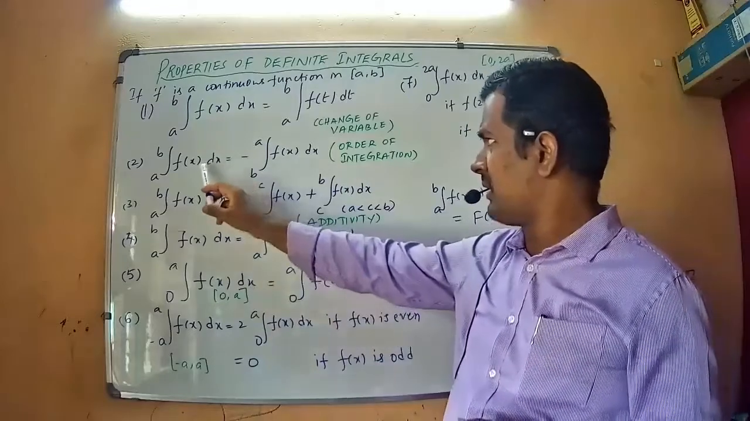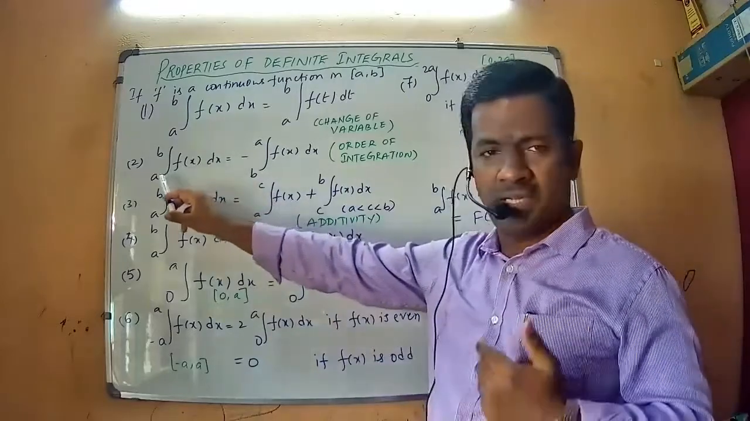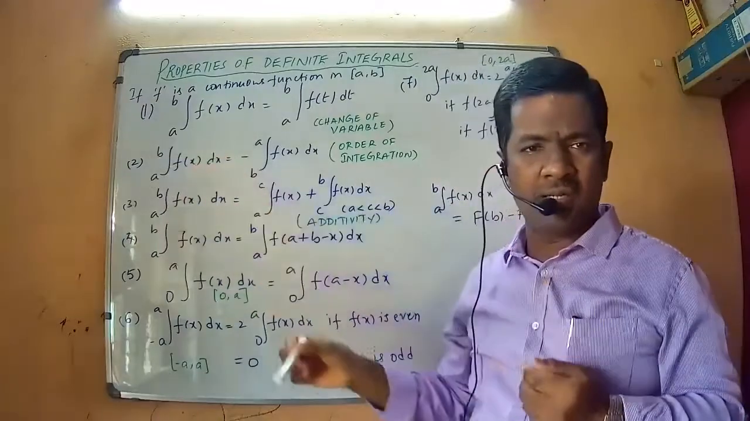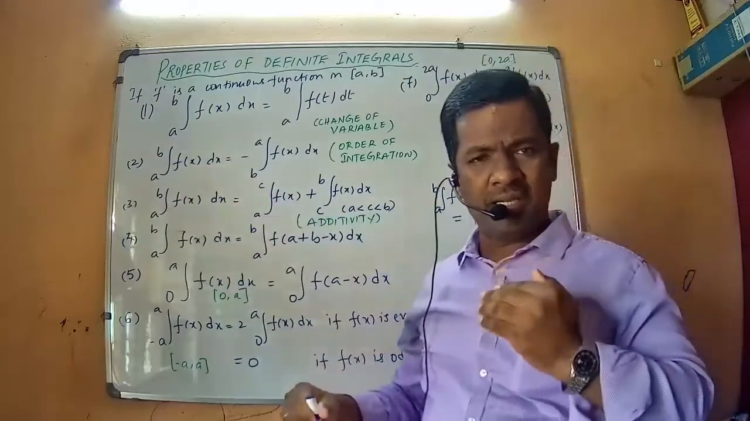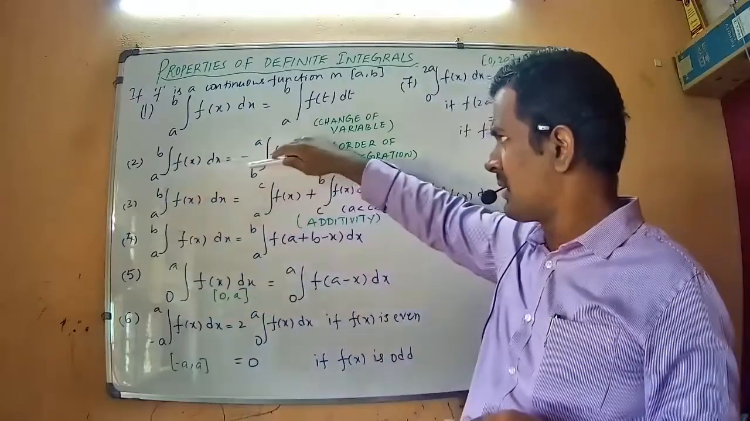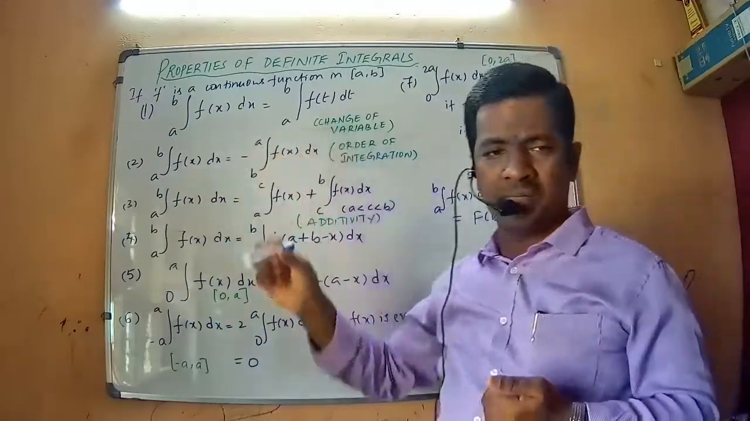Coming to the second one, here the order of the integration has been changed. Here it is a to b. Whenever you change the order, the integral changes in its sign. So if a to b, we change the order to b to a, then we are going to get a minus in the beginning.